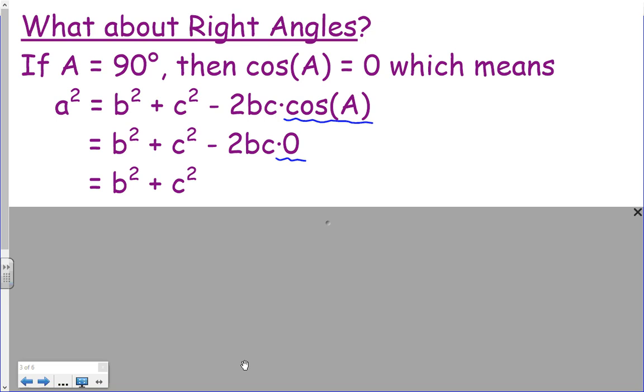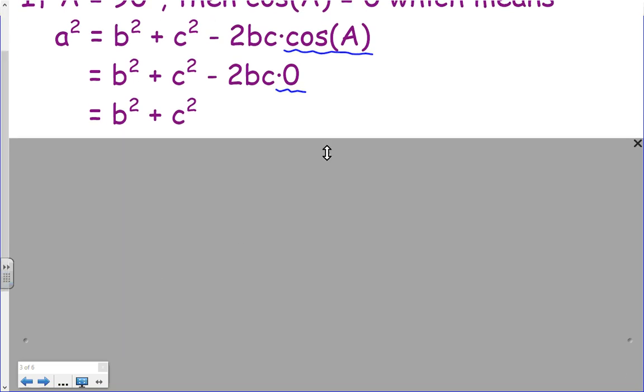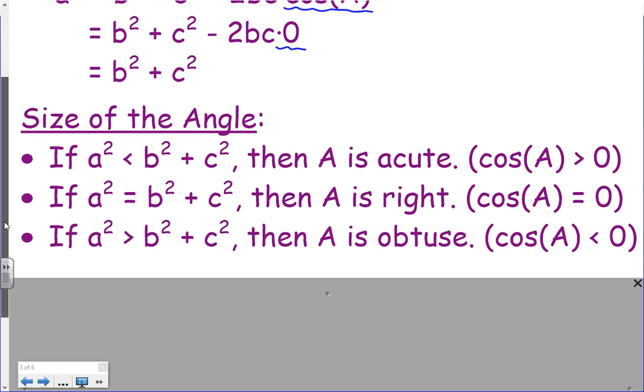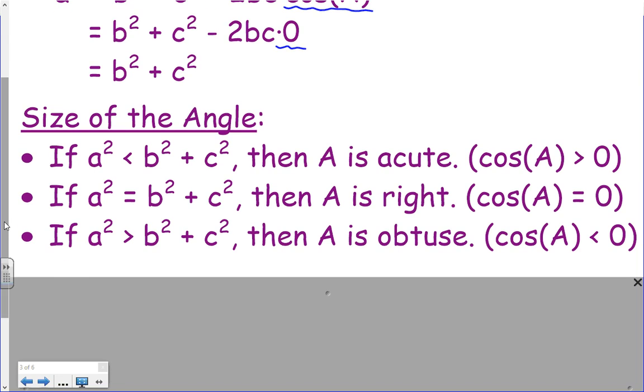But this does show you that even if A is 90 degrees, even if we have a right triangle, it turns out that law of cosines can still be used here. It'll end up giving us the correct Pythagorean theorem that we know. In fact, you can extend this idea and use it to help you understand a little bit about the angle that you're working with by looking at how a squared is related to the sum of b squared and c squared.